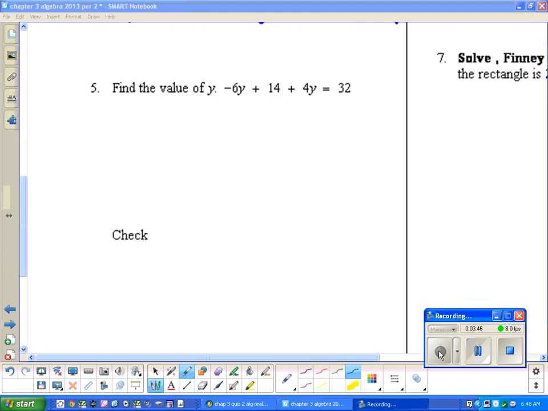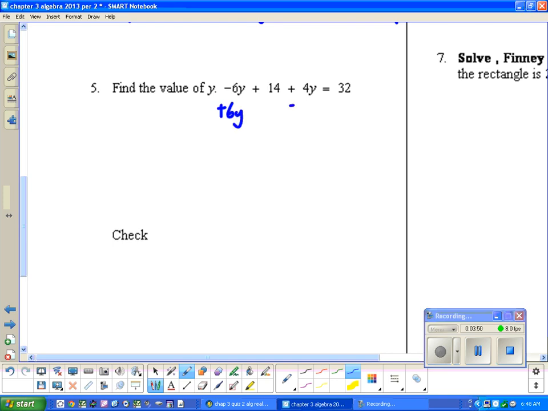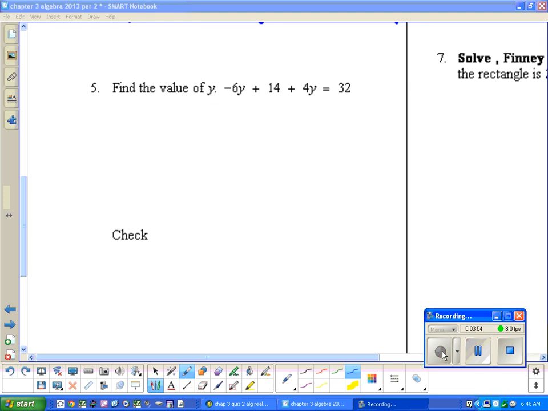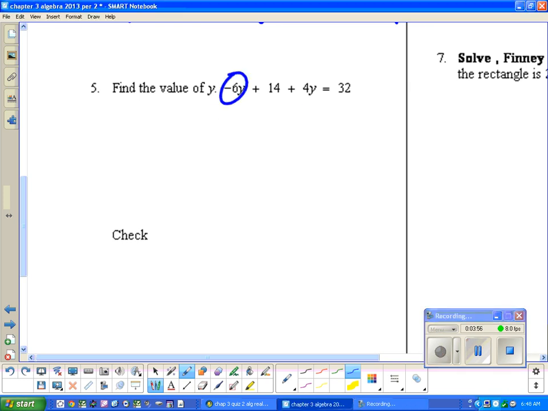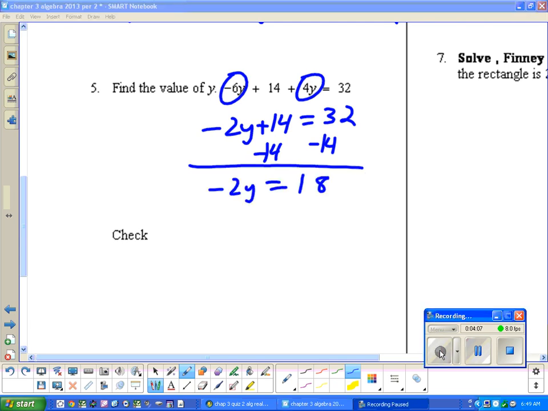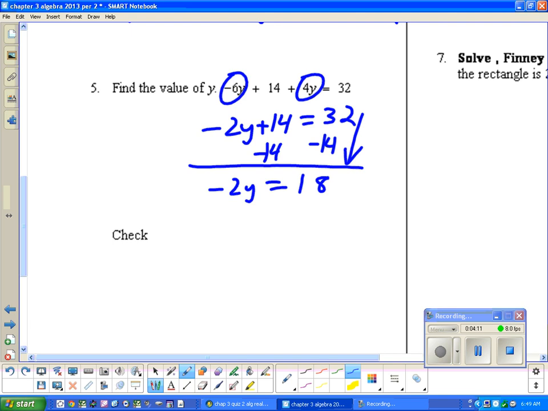Question number 5, find the value of y. Let's add 6y to both sides. Oh, I'm sorry, nope, don't do that. We're supposed to combine this 6y and this 4y to get negative 2y plus 14 equals 32. Now subtract 14 from both sides. Okay, you get negative 2y equals 18. And then divide by negative 2.